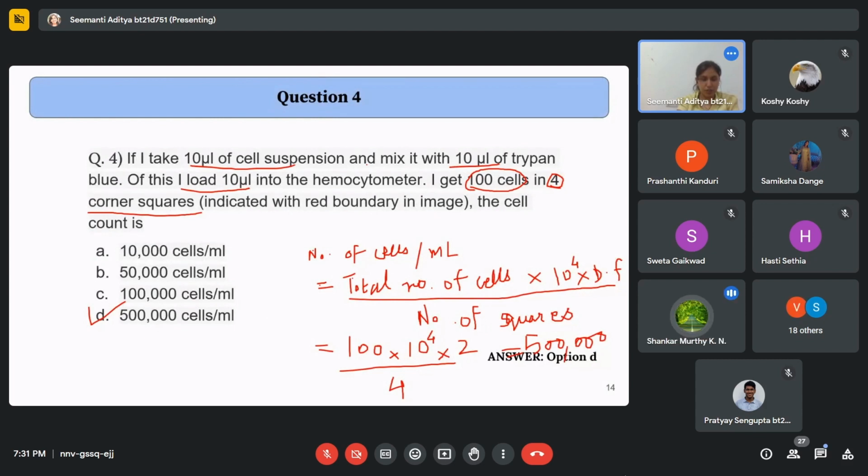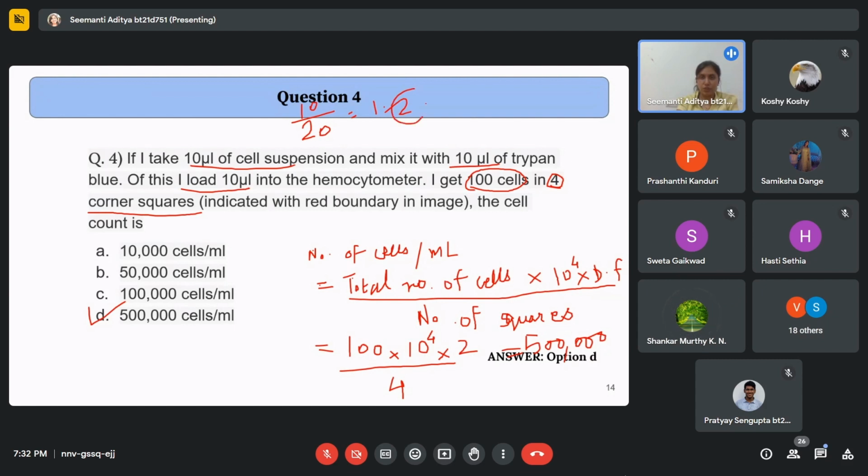Madam, dilution factor, can you repeat? 10 microliters plus 10 microliters, is it 1:1 or 1:2? It is 1:2. It is not 1:1, because although you are adding an equal amount of cell suspension and trypan blue, the total volume is 20 microliter, right? You are adding 10 microliter of cell suspension and 10 microliter of trypan blue. So in 20 microliter, we only have 10 microliter of cell suspension. So the dilution is 1:2. Okay. So the dilution factor is 2.